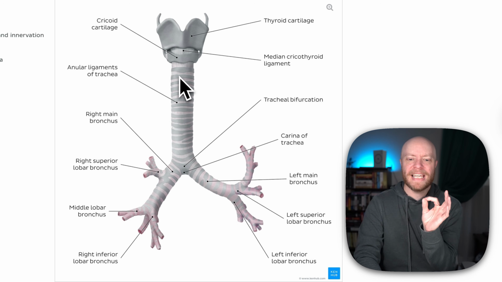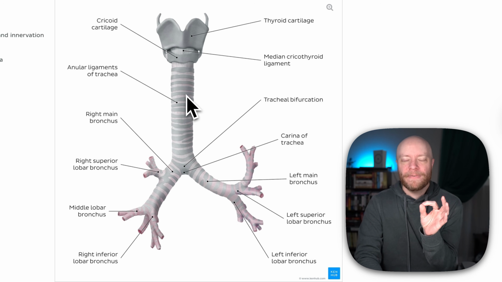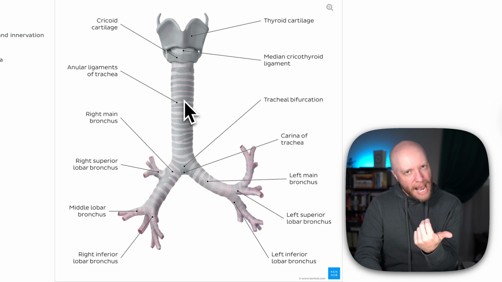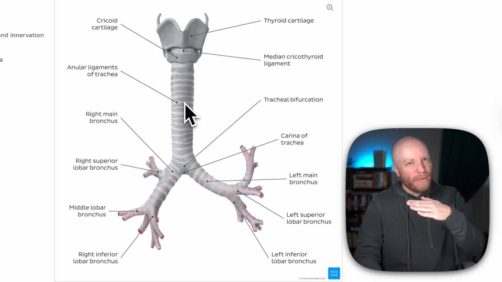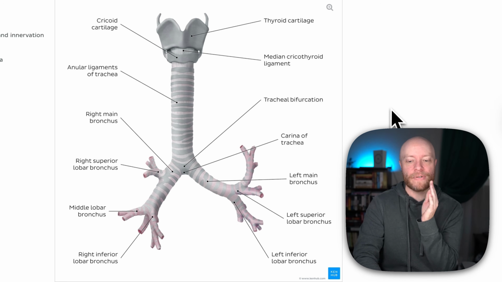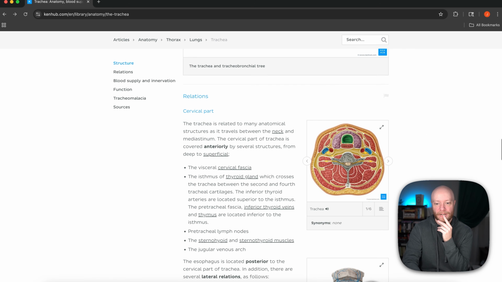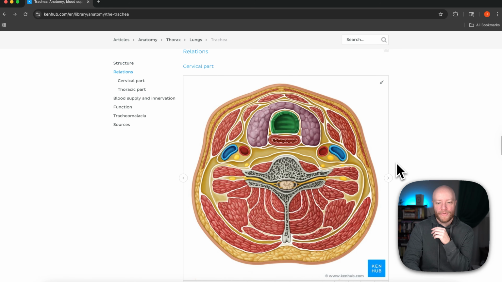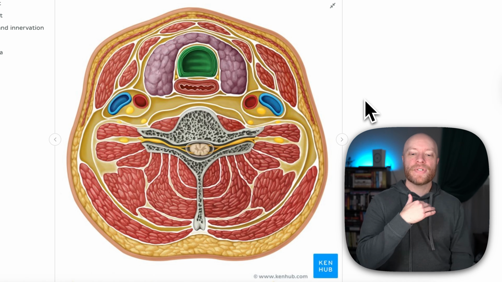All right. But the thing is, they actually don't make a full circle. In reality, they make the letter C, or maybe sometimes you could even say a D. So in fact, to show you this, I'm going to scroll down here, and we're going to look at this atlas image. This is a cross section in the cervical region.